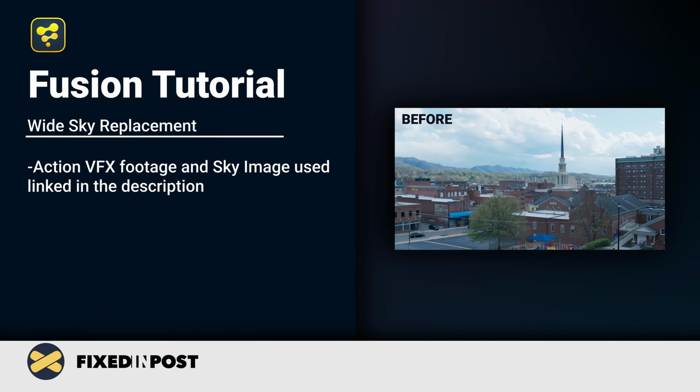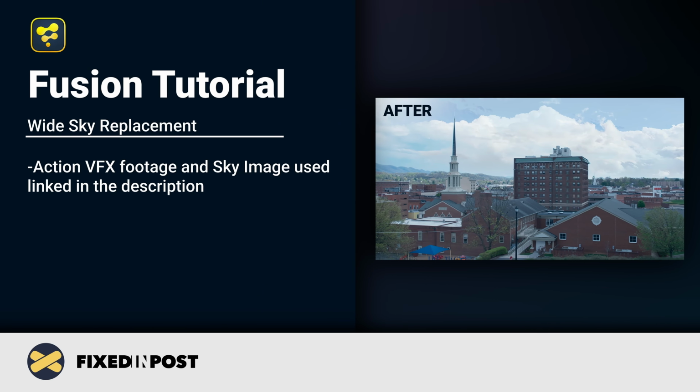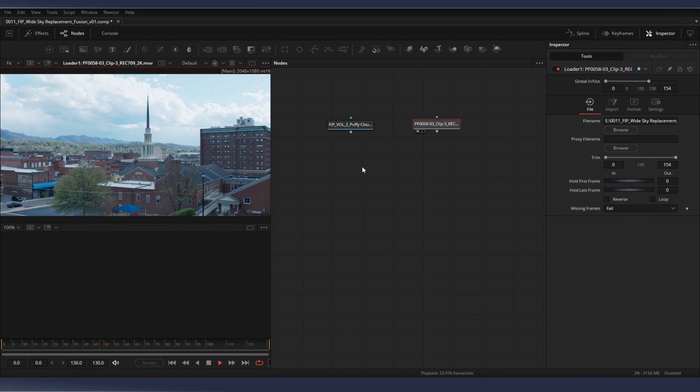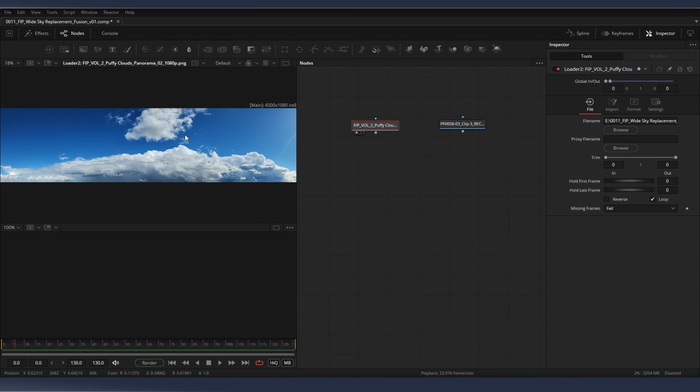In this tutorial, you'll learn to do a sky replacement on a panning wide shot in Fusion. I have this shot from ActionVFX that we can use. I also have a still image here that you can download as well. This is from the Volume 2 Puffy Clouds Panorama Pack. It's full of these ultra-wide images we have.